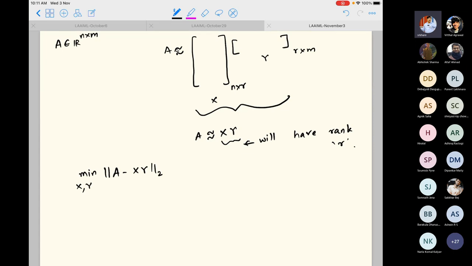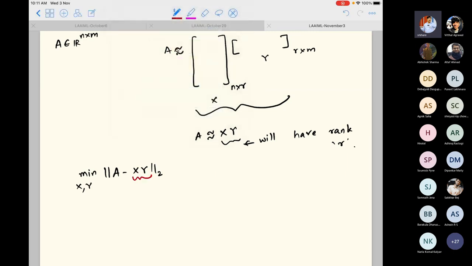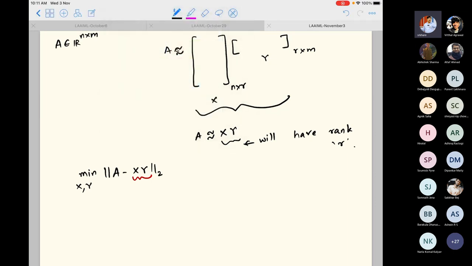Okay, so this problem is what I would really like to look at. If I'm able to solve it and find X and Y which minimize this cost function, then I have found the low rank approximation. And what is the low rank approximation? The rank r low rank approximation is actually this product XY, right? So that is what you have. Okay, so this is what I am going to do.